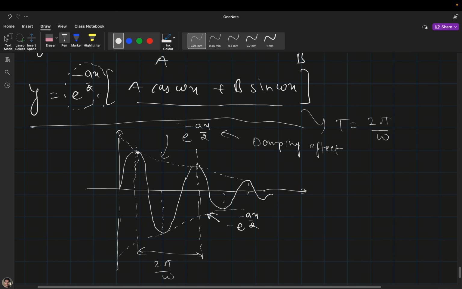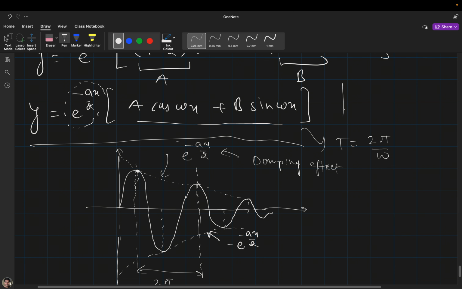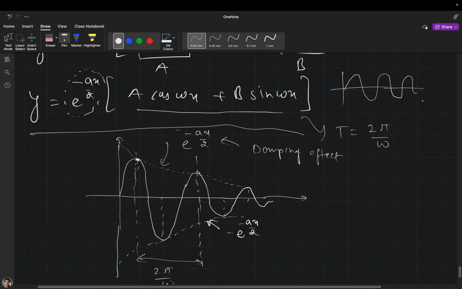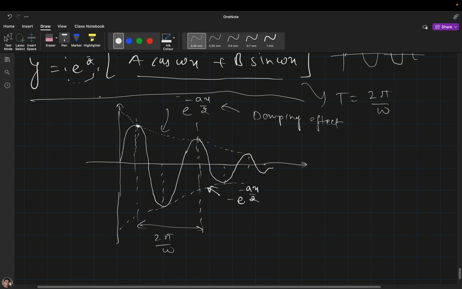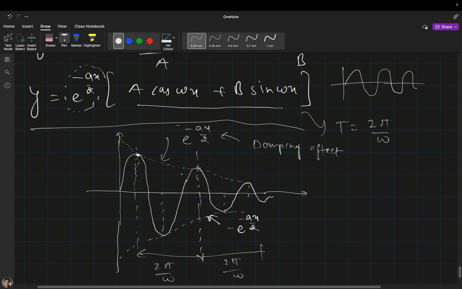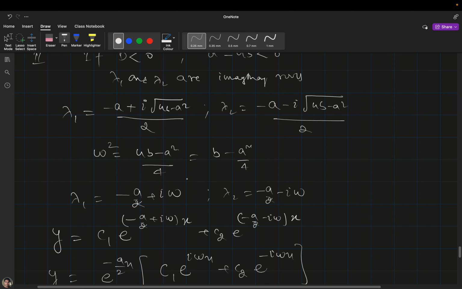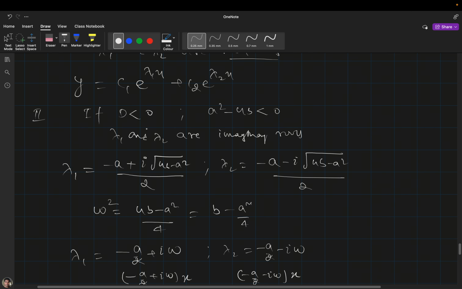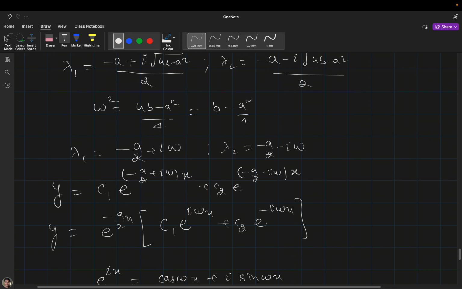And why is it happening? Because of this function. What if this function is not present? If this function is not present, then the graph will be something like this, periodic. But because of this diminishing function, the time period will remain the same. The distance between each peak will always be 2 pi by omega. Okay, so this is the whole story if the discriminant is less than 0, when roots are imaginary.